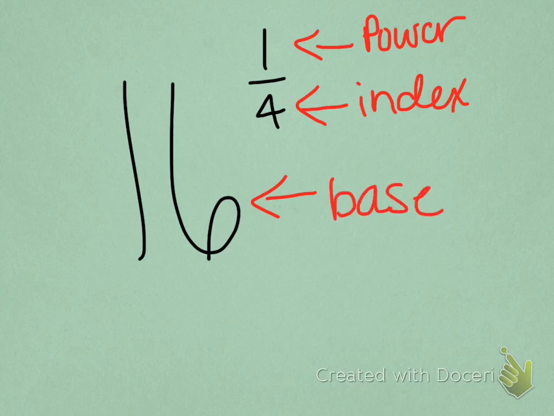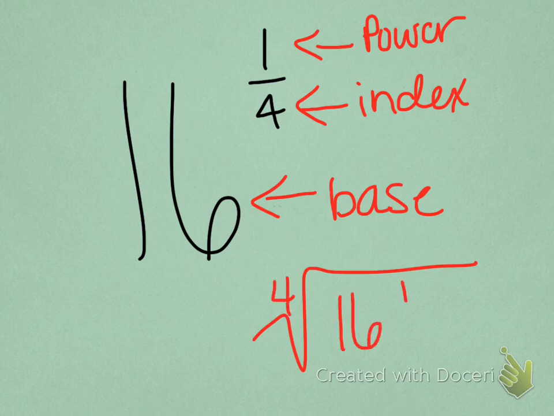So what that's going to look like is the 4th root of 16 to the 1, which we really don't need that 1 there, but I'm going to put it there just for example's sake. If I wanted the 4th root of 16, I know that is 2, because 2 to the 4th power equals 16. Let's look at another one like this.